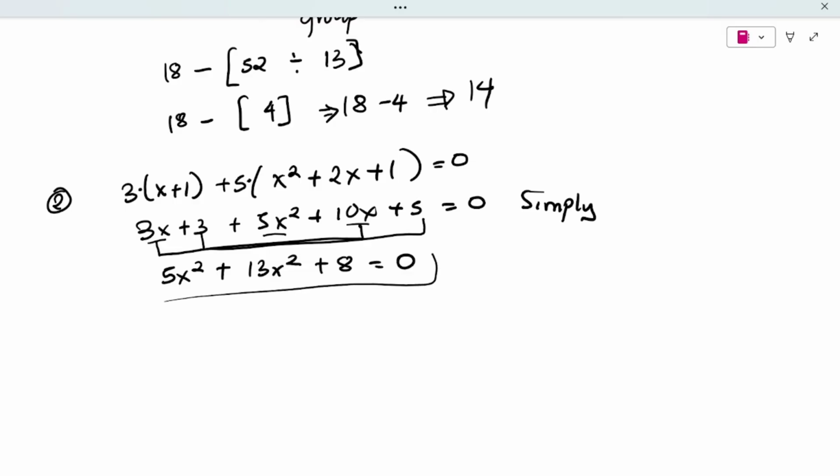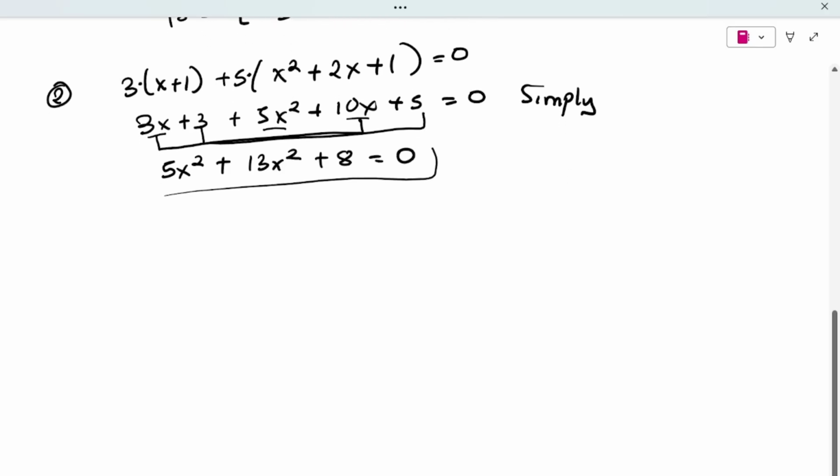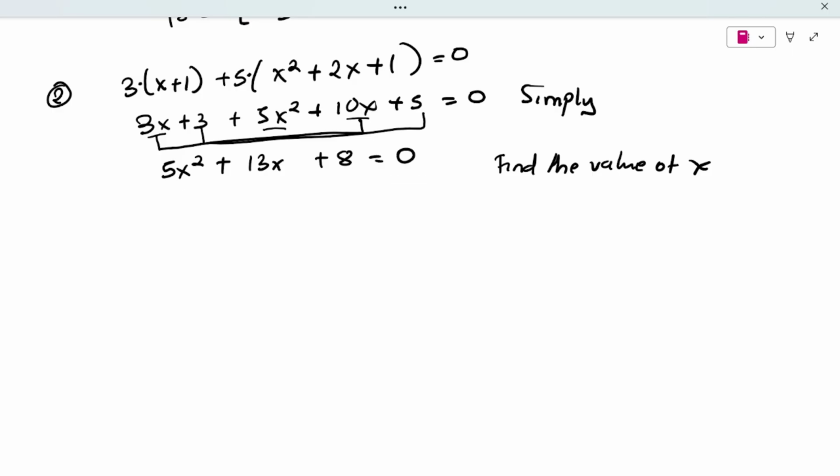Sometimes later we are going to be told to find the value of x. When that time comes to find the value of x, I will show you how, and you can actually find it more easily. There are so many formulas and so many ways to do this. You don't have to stress yourself. But for now, this is the answer.